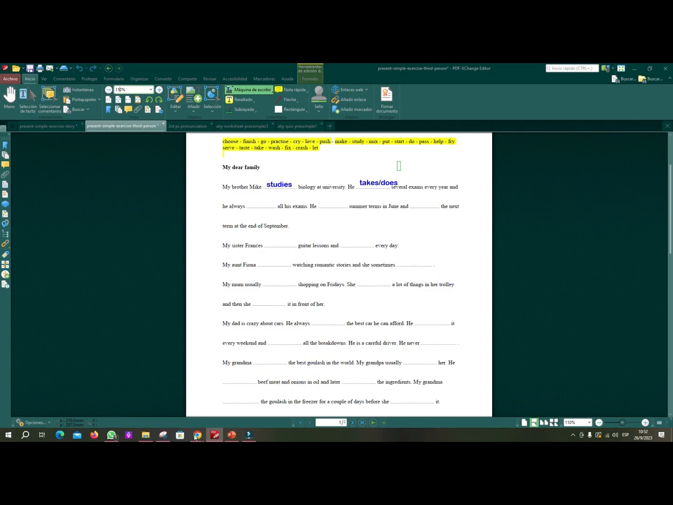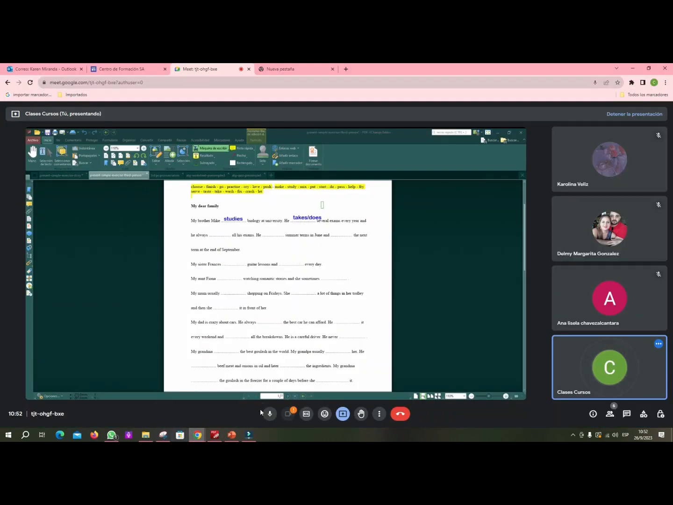So there you have it, and you're going to have around 4 minutes. Tienen 4 minutos para que completen todo el texto con los verbos correctos. Siempre recuerden, utilicen el S, ES o cambien la Y por IES, etcétera, ¿verdad? Porque estamos hablando de tercera persona singular, ¿ok? So you have 4 minutes. Remember, if you have questions, don't forget to raise your hand. I will try to help you, ¿ok? So 4 minutes. 4 minutos, chicas, trabajen.